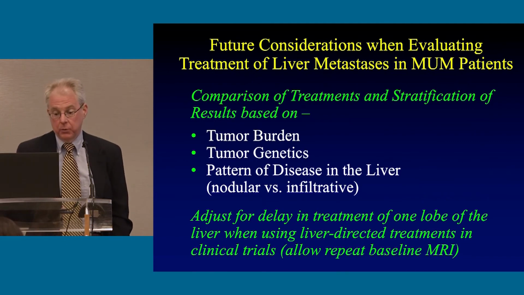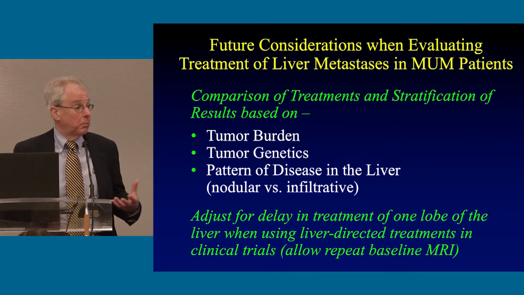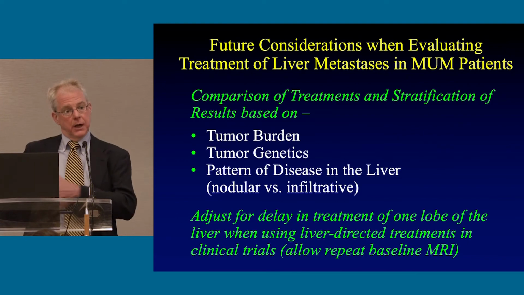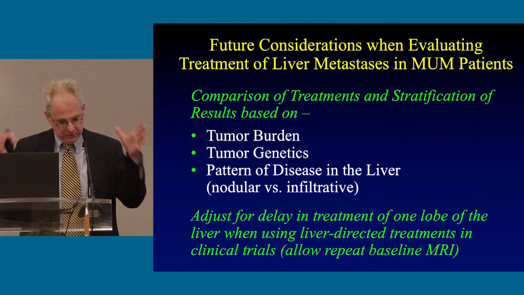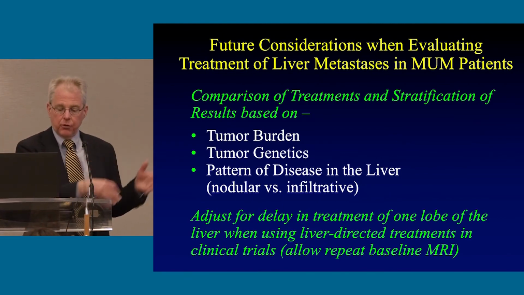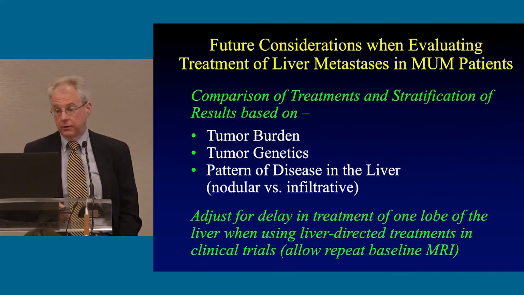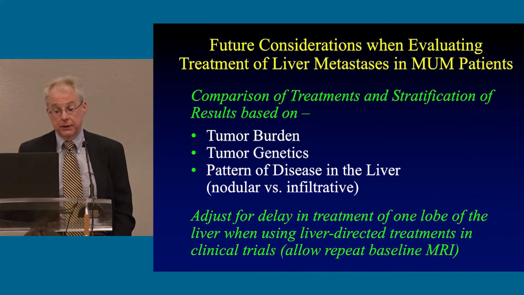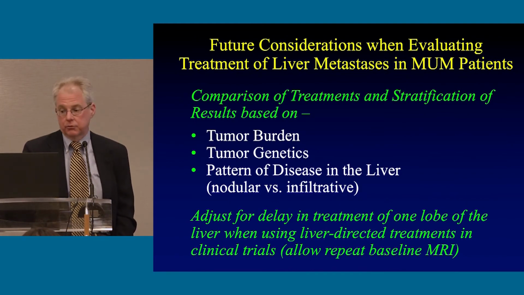And one thing we're learning is that as opposed to a systemic therapy that treats the whole body, it's very different when you're only treating one part of the liver and then coming back a month later to treat the other part. So it takes that span of time to get the whole liver treated. And if there's some growth on that side that got treated second, that shouldn't be considered failure. So going back to approval for MRIs and that sort of thing, probably need a baseline MRI before treatment of each lobe for patients who are on clinical trials.